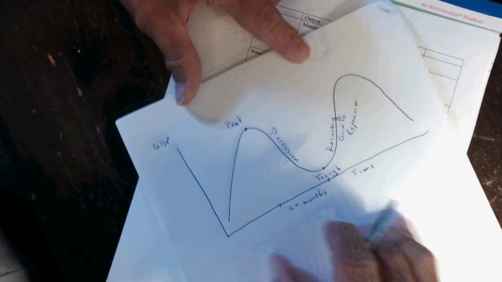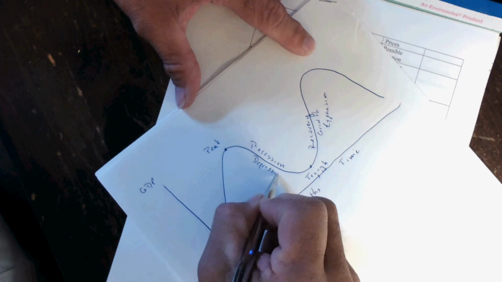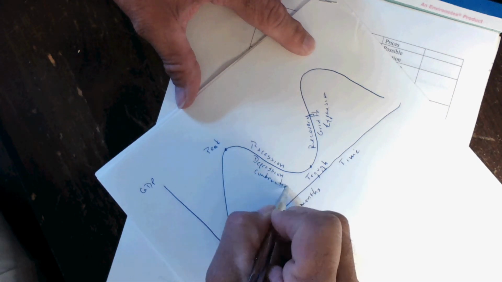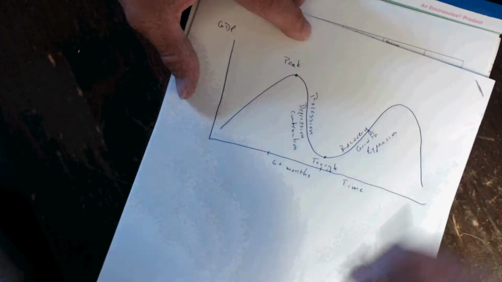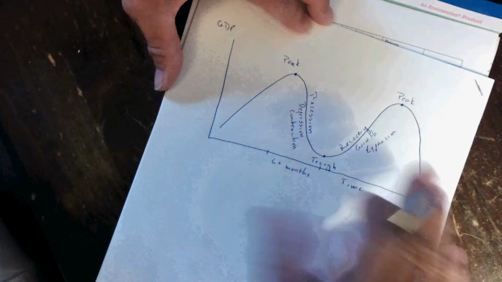Similarly, a very bad recession is called a depression. This is also referred to as a contraction in GDP. And then eventually the cycle repeats itself and there's another peak.